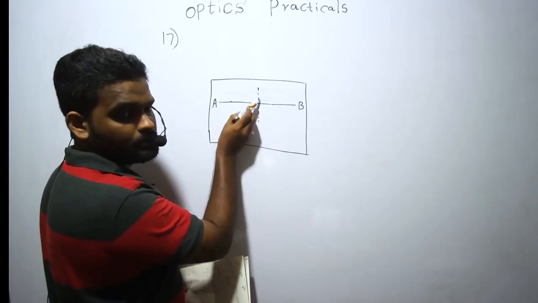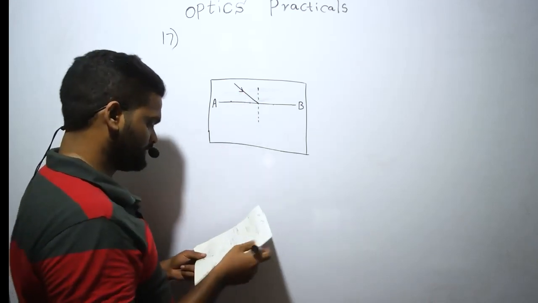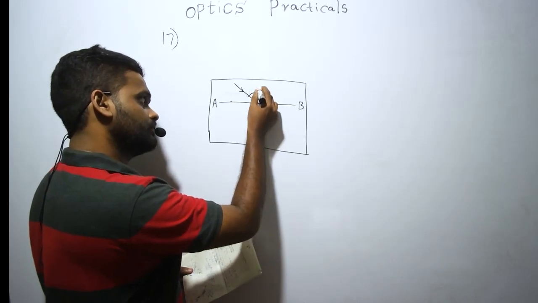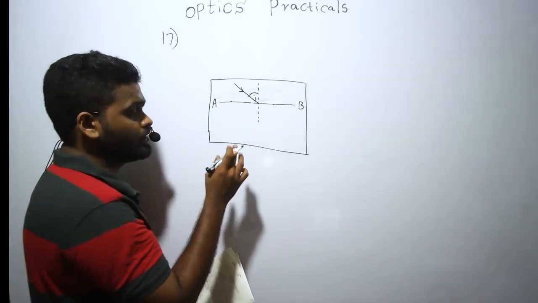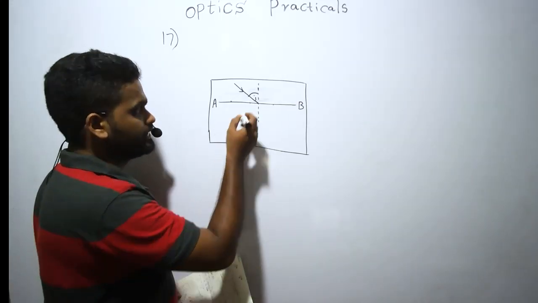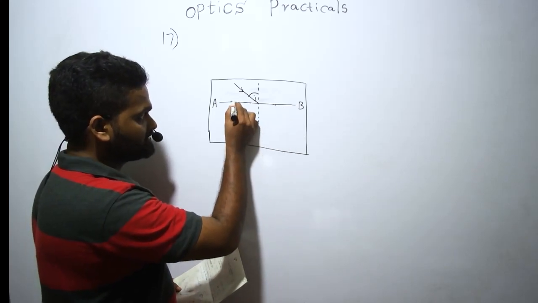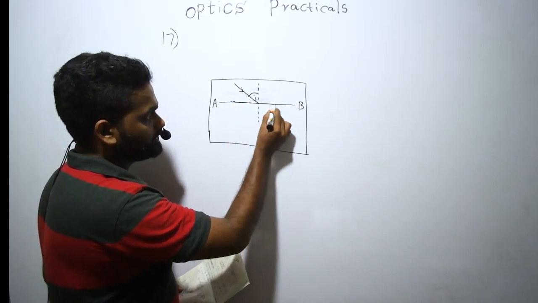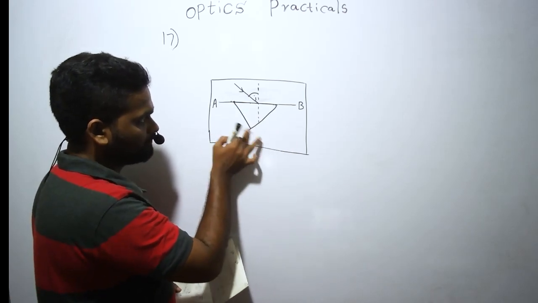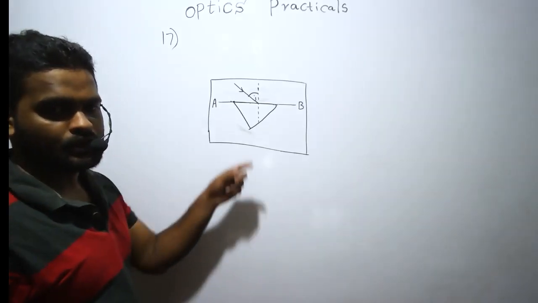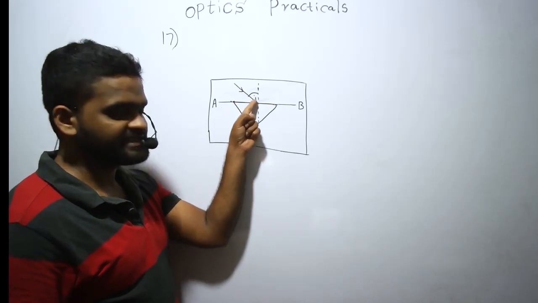So first you draw the normal. Then let's say the incident angle is this much. Let's say that is simple i. Then what do you do? You have the prism, and you place the prism like this, with one side on the AB line. To this side, this is the incident angle.